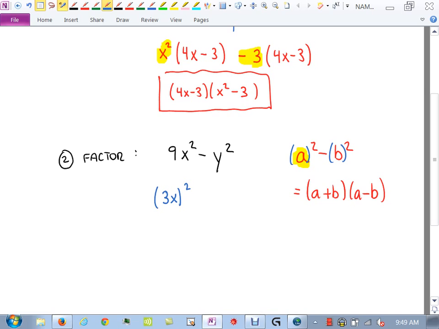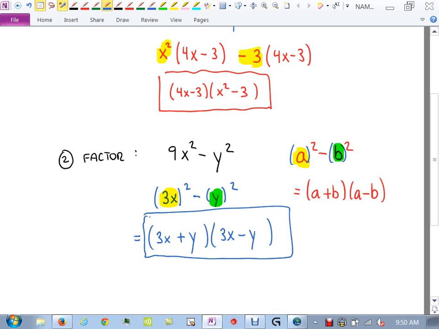Okay? And then the other one wasn't as tricky. It's just y, right? Because that squared is acting on the y, and there's nothing else there with it. So I could, in parentheses, put the y like that. And that makes my a, right? My a is the 3x, and my b is what? Y. So I just follow this formula now. So this should become a plus b, so 3x plus y, and then 3x minus y.